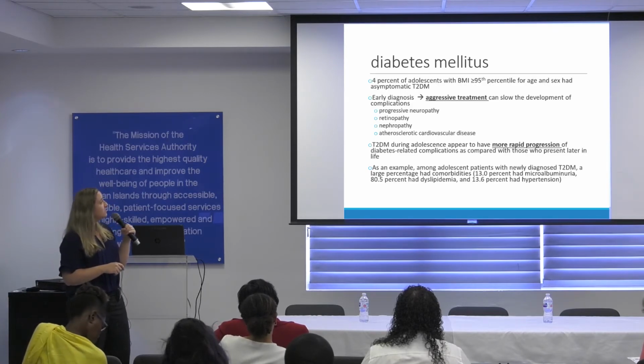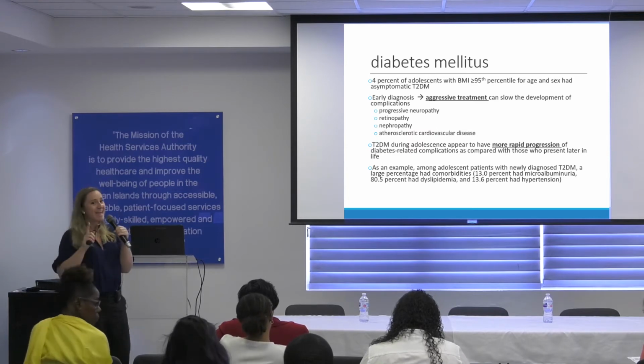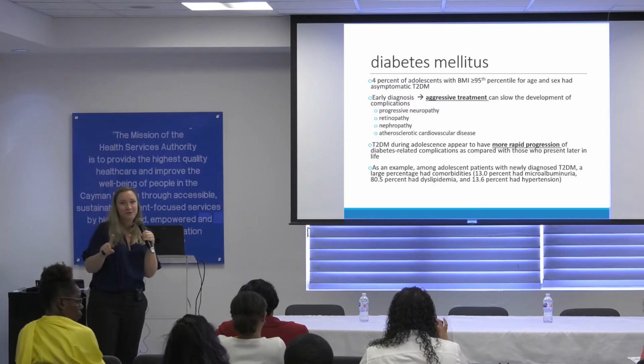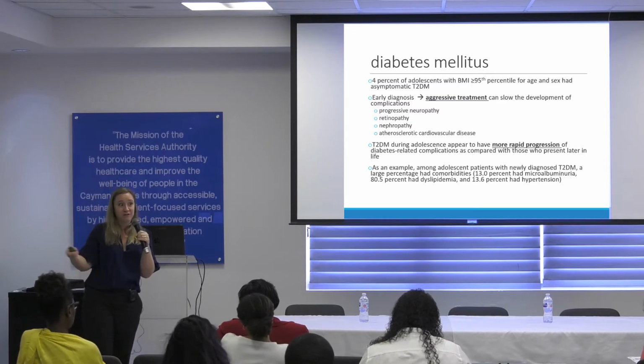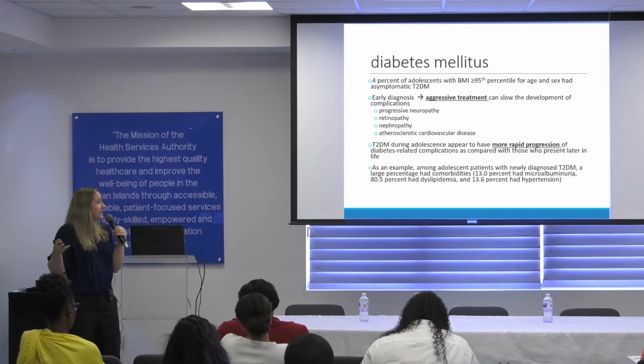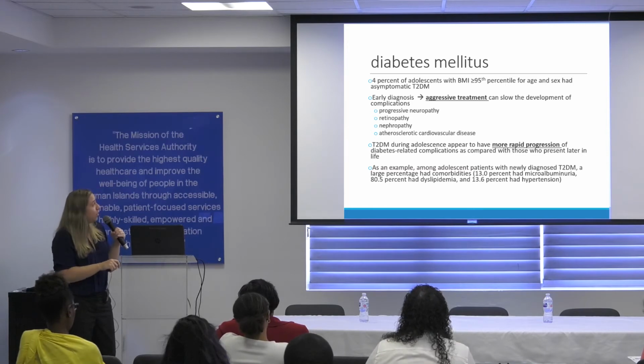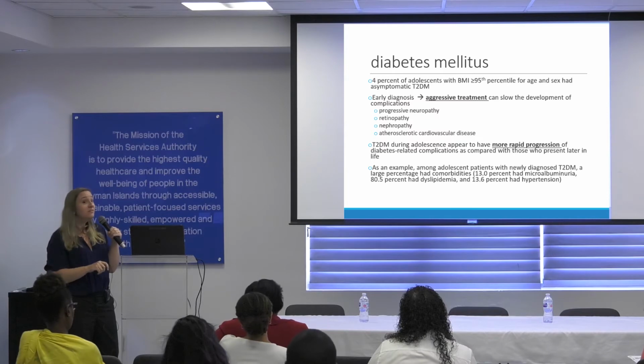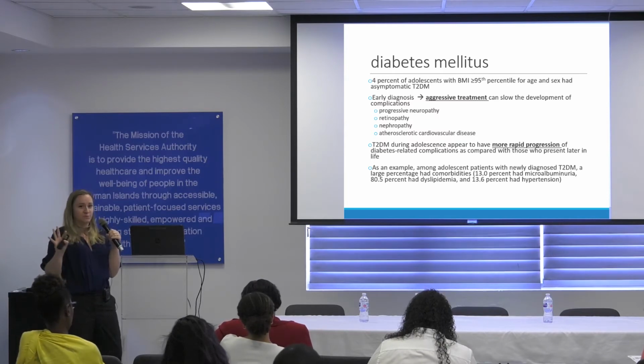When we look at diabetes, 4% of adolescents, if their BMI is above 95, have asymptomatic type 2 diabetes. So we don't know about it. They're running around, they have their diabetes, and for the most part, because they're young, they can get away with it for a while. We need an early diagnosis in these kids, and we need very aggressive treatment, very aggressive. And I'm going to talk about the treatment in a little bit, and you'll be like, whoa, that's really aggressive. And you can kind of see why.